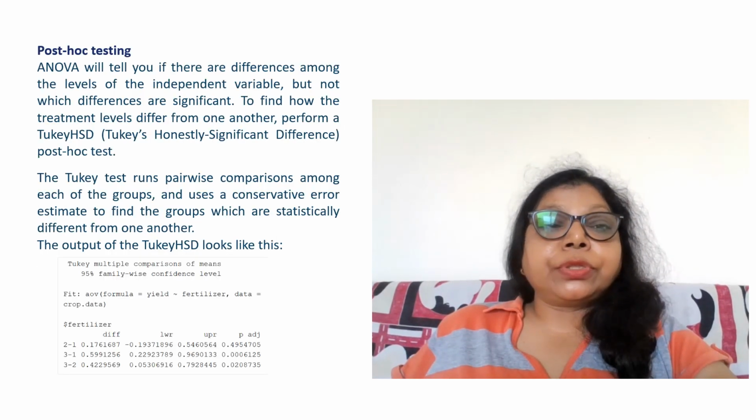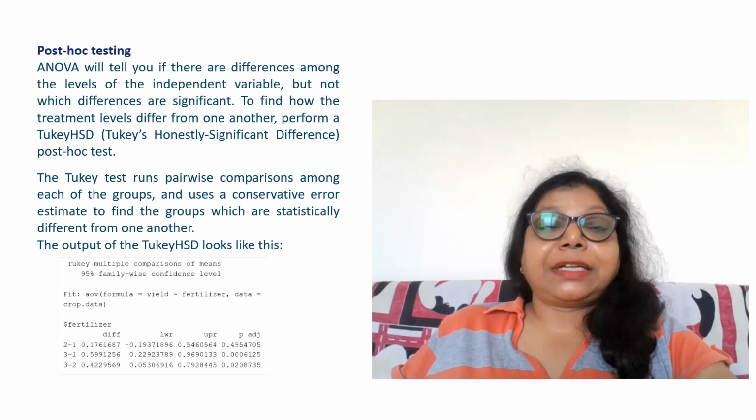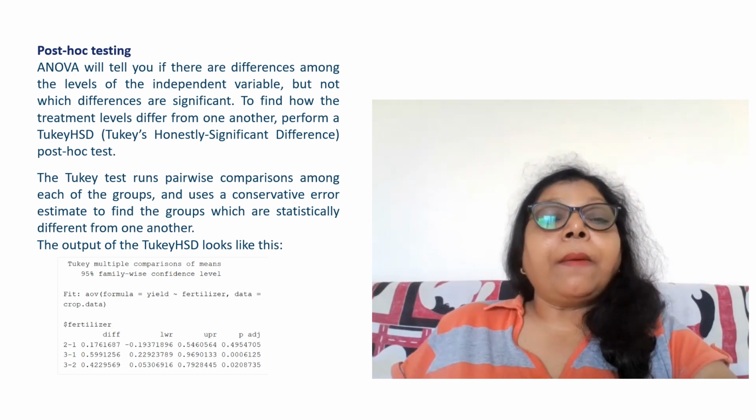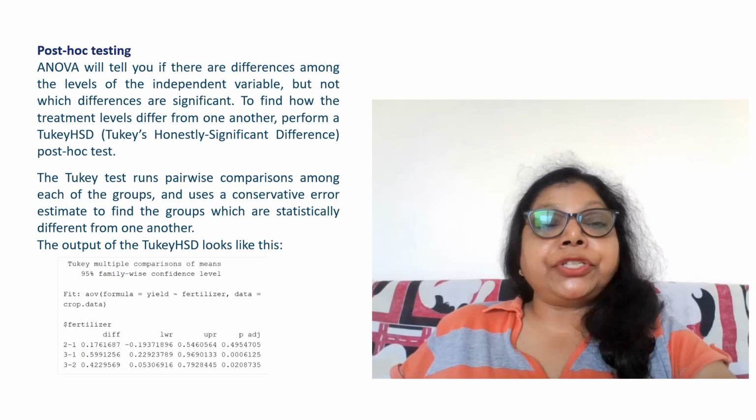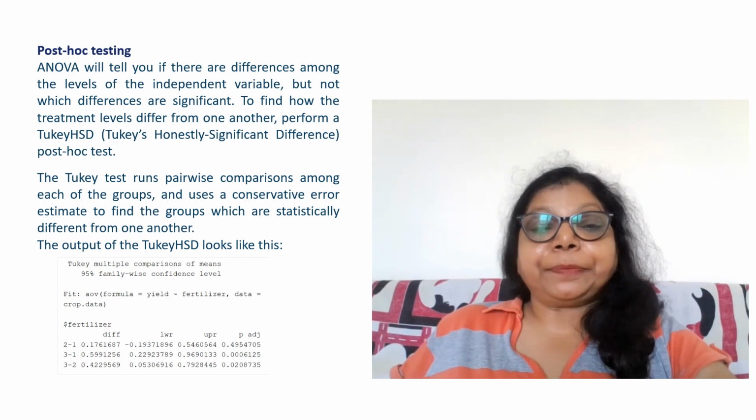Now, doing the post hoc testing. ANOVA will tell us if there are differences among the levels of an independent variable, but not which differences are significant. So to find out how the treatment levels differ from one another, we perform a Tukey HSD, that is honestly significant difference, post hoc test. The Tukey test runs pairwise comparisons among each of the groups and uses a conservative error estimate to find the groups which are statistically different from one another.